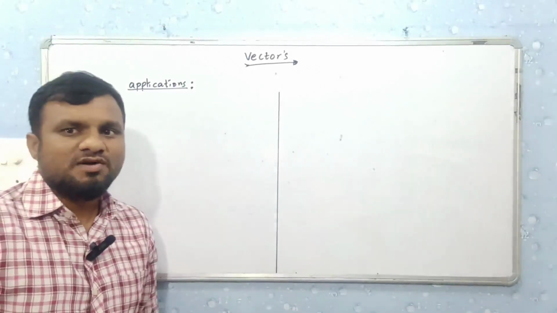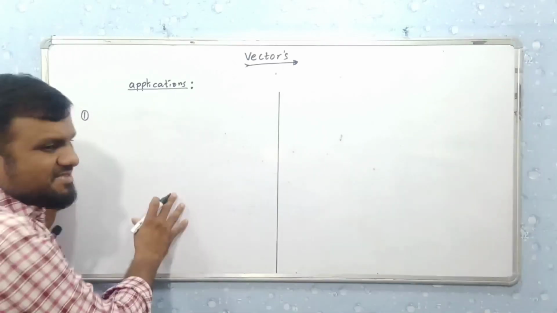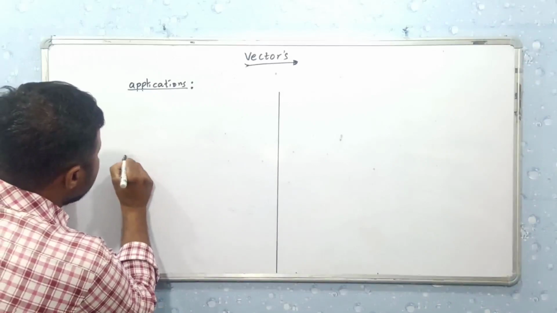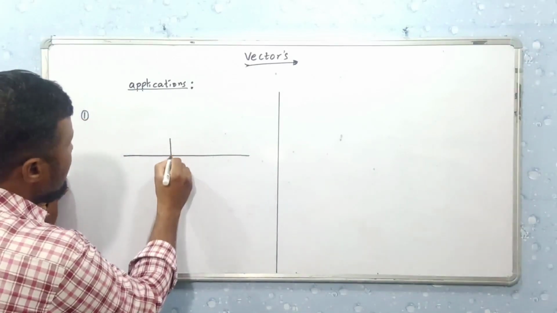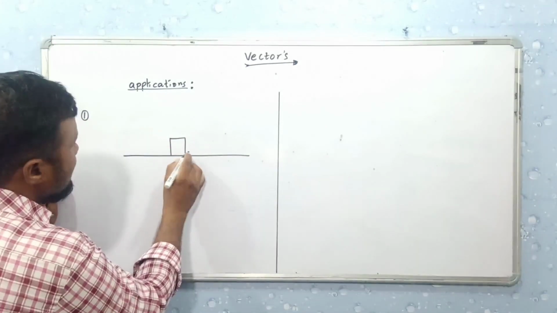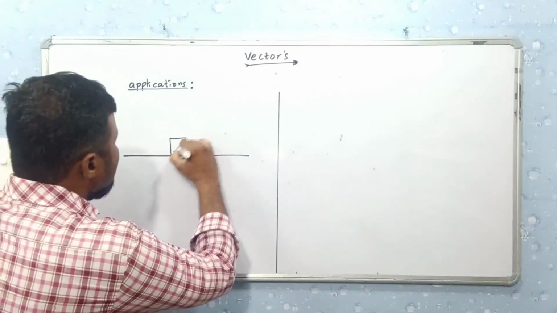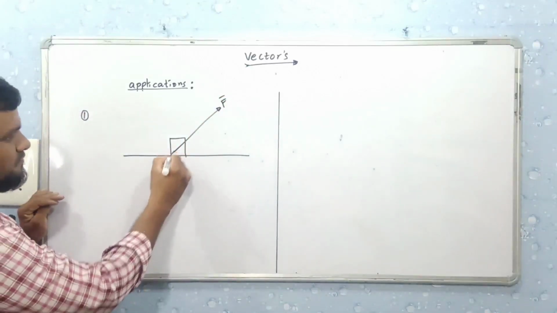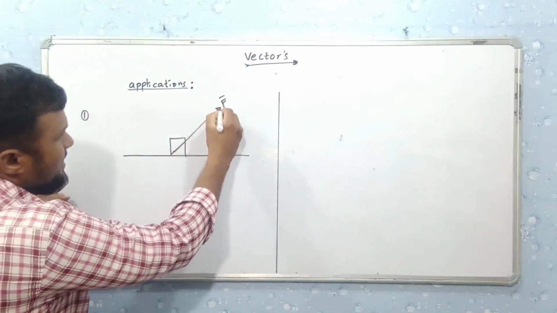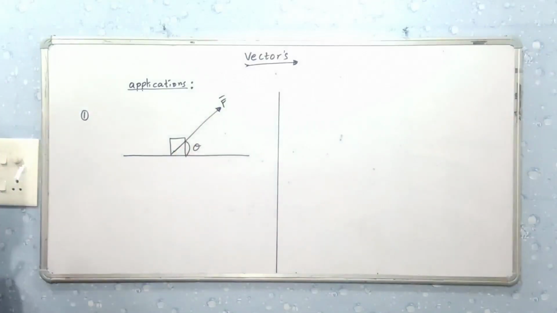Applications on resolution of vectors. Suppose there is a horizontal smooth surface, a block of mass m kept on the smooth surface. Force F bar is acting on the block. The force vector making an angle theta with a horizontal.